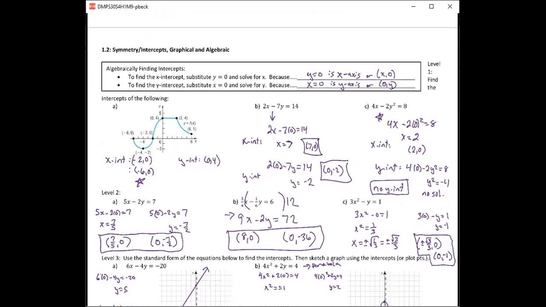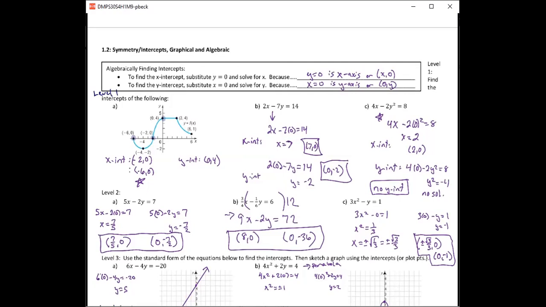All right, section number 1.2. The two big ideas that we want to talk about are symmetry and intercepts. So when it comes to symmetry and intercepts, let's talk about intercepts first. To find the intercepts, pretty straightforward. These are our level 1 style problems. I don't think I identified that. Let me go ahead and identify it right here. So this is a level 1 style problem.